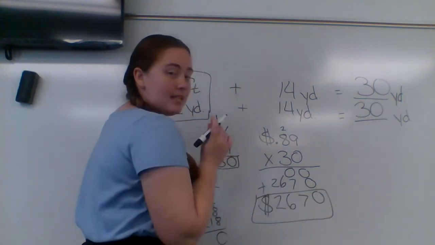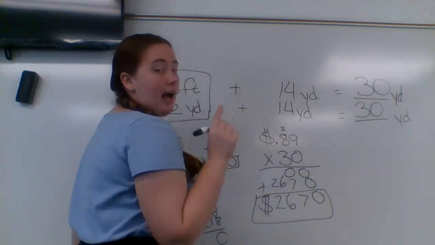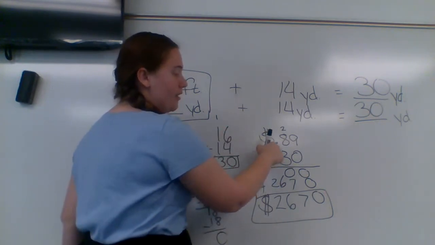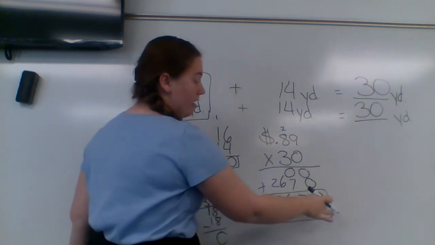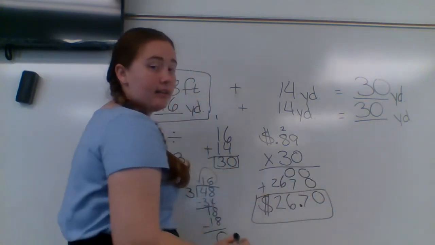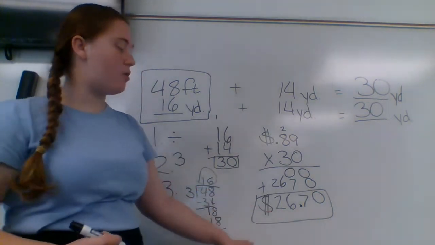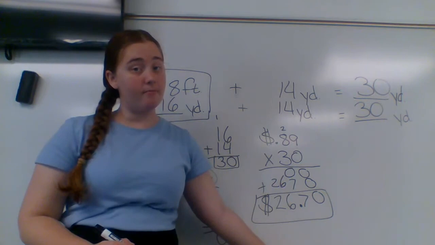But I'm missing something. What am I missing? I'm missing my decimal point right here. I have 2 place values for my decimal point. So down here I go 1, 2 place values for my decimal point. And make sure you have this as your answer for number 1, letter A.